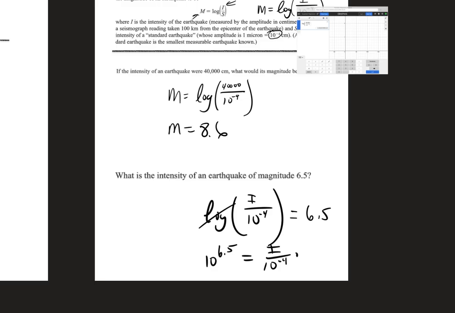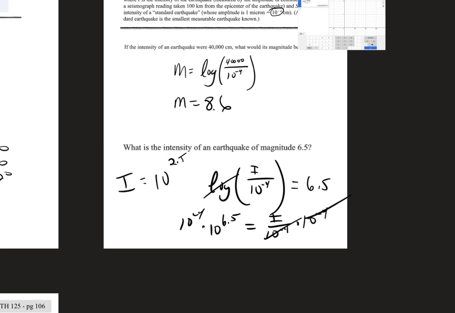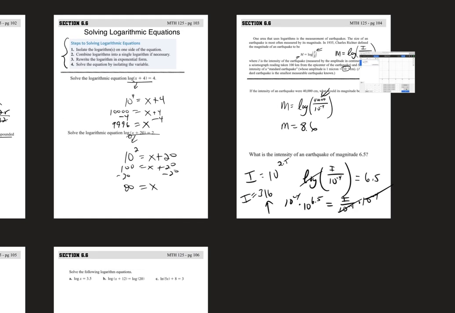And all I have to do is multiply both sides by 10 to the negative 4. And if you remember, when we are multiplying powers that have the same base, you just add the exponents. So my intensity is going to be 10 raised to the power of 2.5. And this I can't do in my head, so I'm going to throw this in a calculator. I got 316. Now this is an exponential equation. So remember that exponential equations can be very, very small and all of a sudden get very, very big. That's why you would get a 40,000 intensity here and a much smaller intensity there. You can't really look at this like you would look at something that's linear.